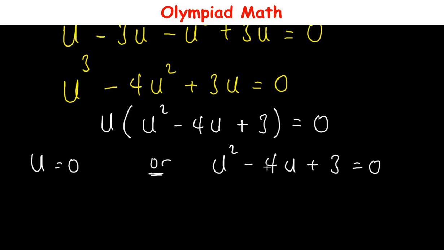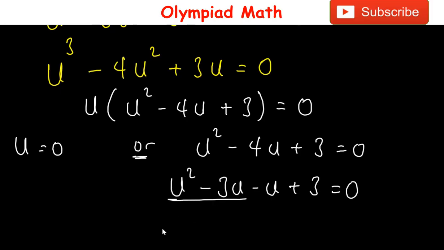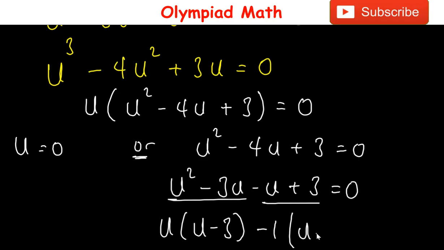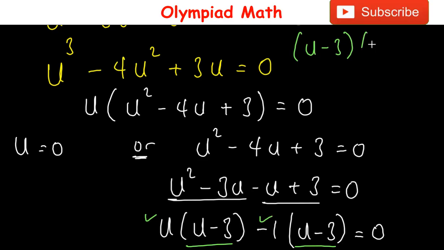So solving this equation, we have u squared minus 4u can be written as minus 3u minus u plus 3 equals 0. So from here, factorize out u from this. We have u into brackets u minus 3. Factorize out minus 1 from this, minus 1 into brackets u minus 3, and this equals 0. So we have a common factor, u minus 3. Pick one, in brackets u minus 3. Then we have u and minus 1, u minus 1, and this equals 0.